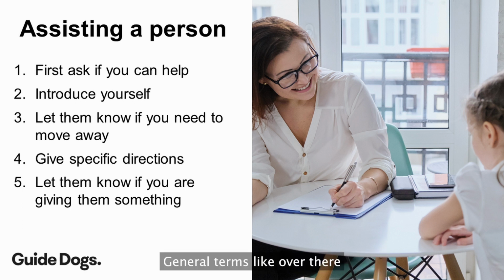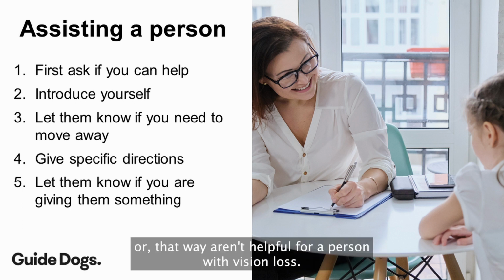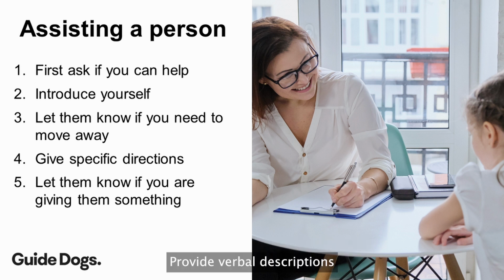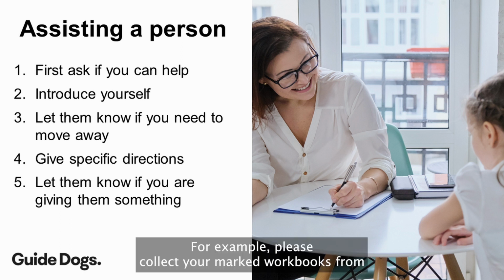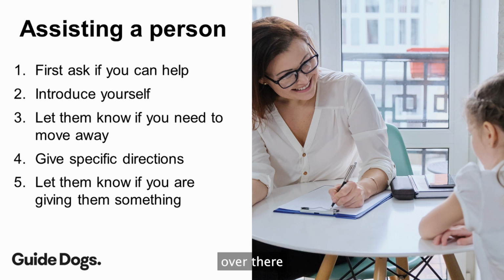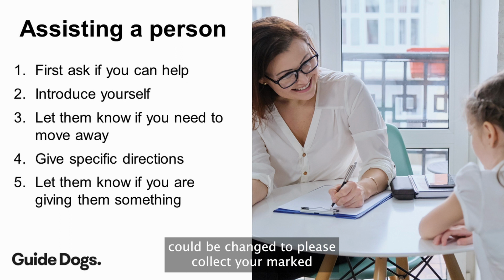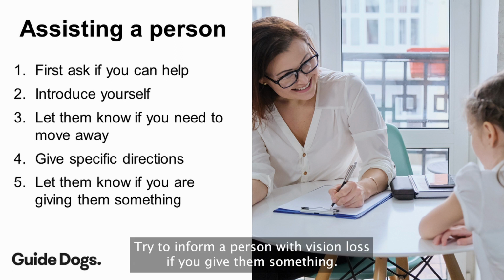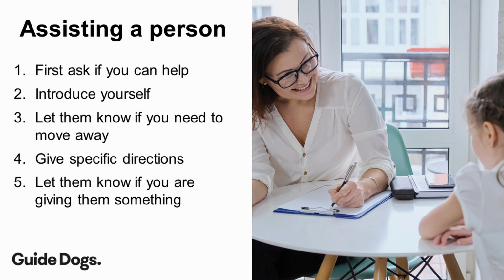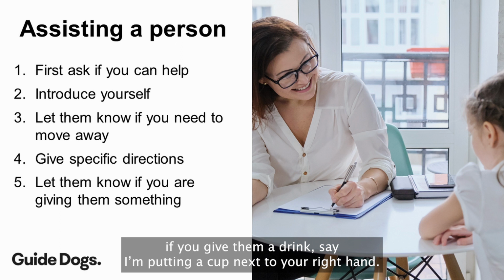General terms like over there or that way aren't helpful for a person with vision loss. Provide verbal descriptions of what you are pointing to or referring to. For example, please collect your marked workbooks from over there. Could be changed to, please collect your marked workbooks from the top of the cabinet beside the bookshelf. Try to inform a person with vision loss if you give them something. For example, if you give them a drink, say, "I'm putting a cup next to your right hand."